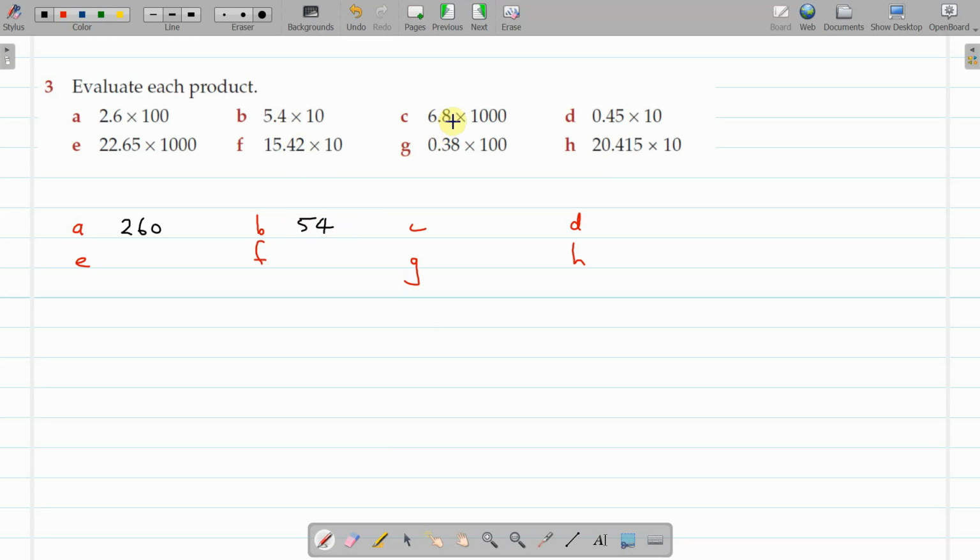1,000. 3 decimal places this way. So once it goes to the 8, we still need another 2. So that means 2 zeros. 0.45 times 10. So the point goes there between the 4 and the 5. Don't need the 0 anymore.